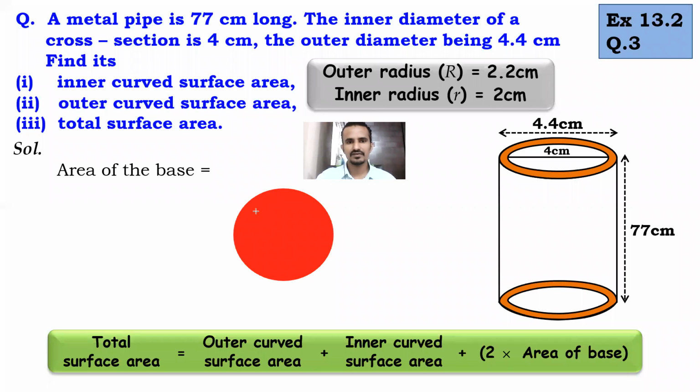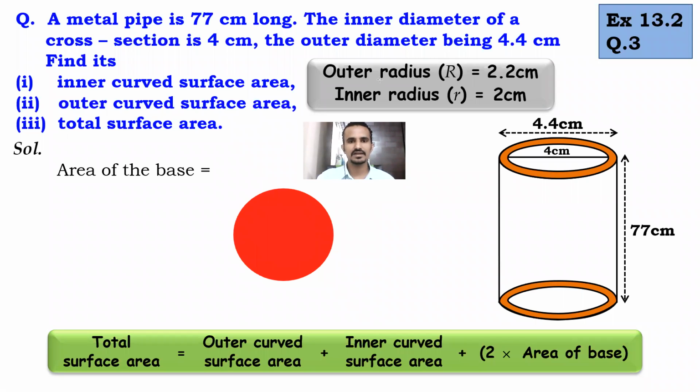But if we have a figure like this, now this red part, this ring that you can see, how will we find its area? So what we will do here is to find out the area of the boundary, or we can say the area of the ring. We have to first find the area of the bigger circle.